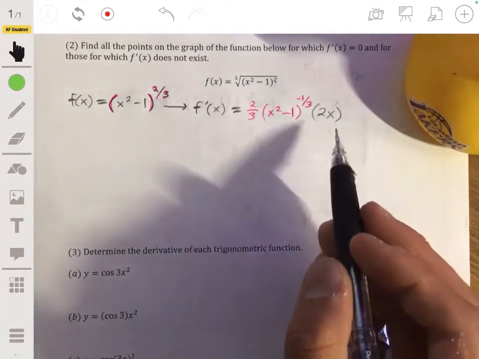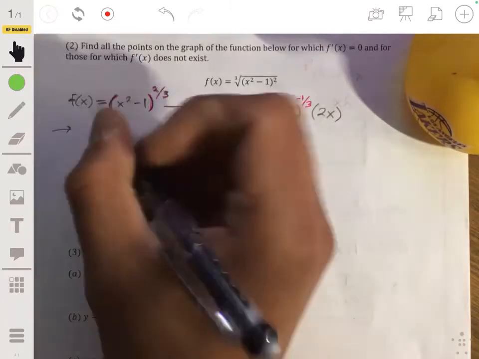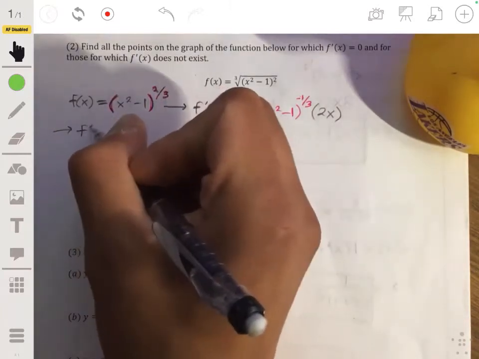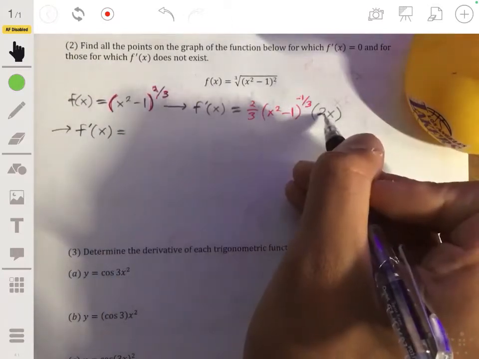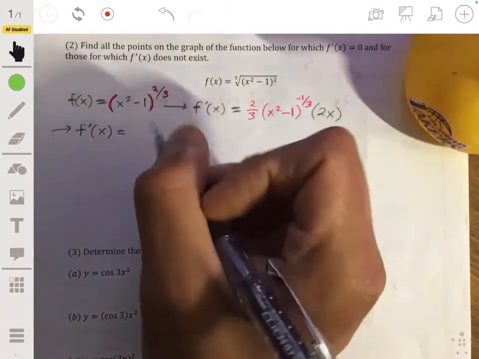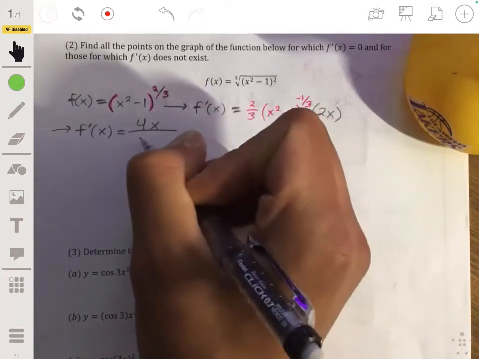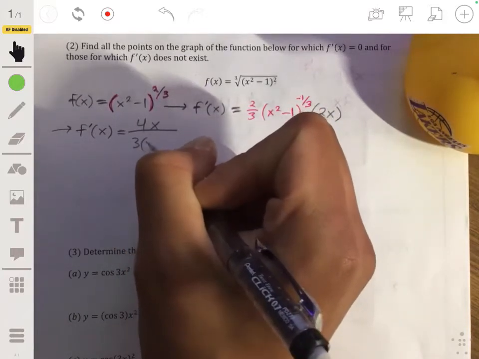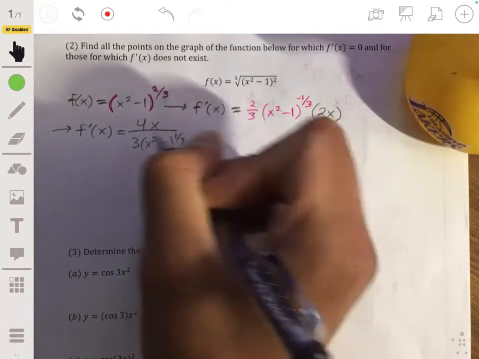So the derivative of x squared minus 1 is just 2x. And then let's clean this up, or let's make it a quotient. So we'll have that f prime of x will be equal to 4x over 3 times x squared minus 1 to the 1/3. So 4x on top over 3 times x squared minus 1 to the 1/3 power.